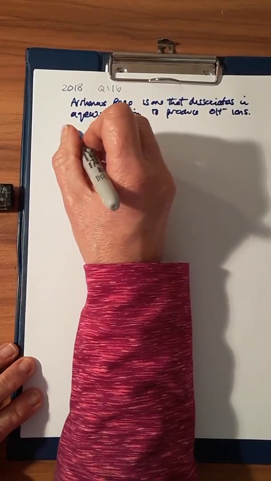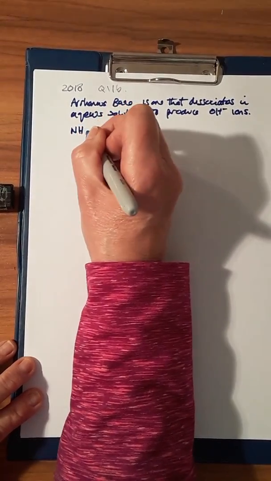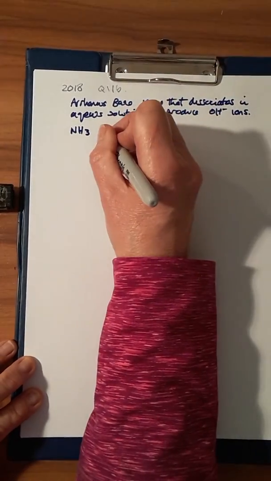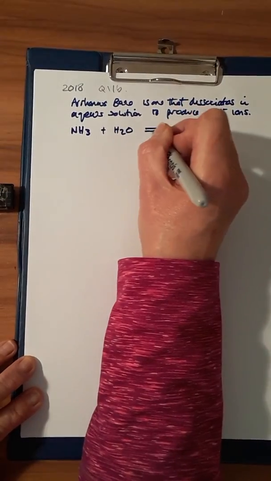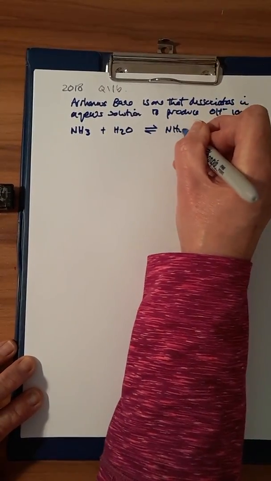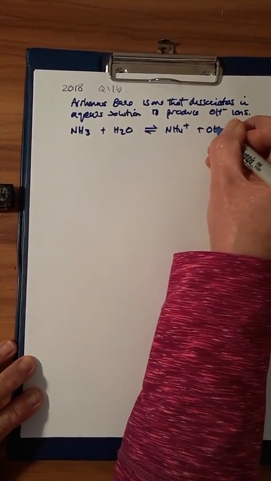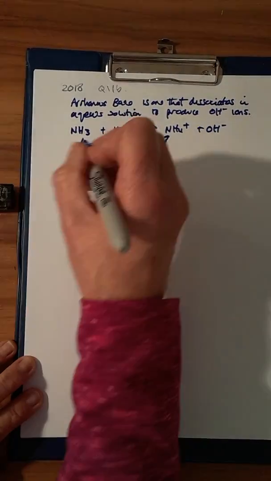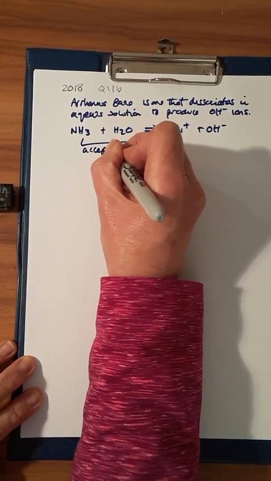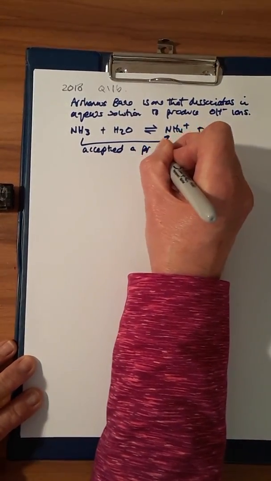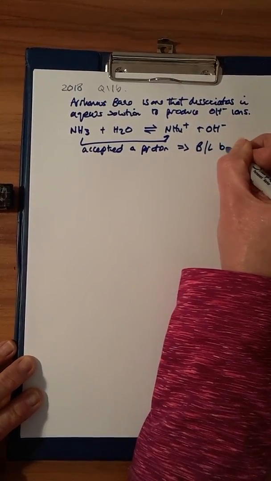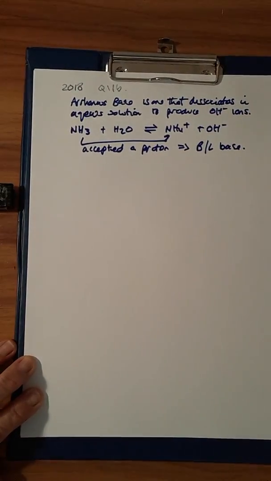The second part says, why is ammonia considered a Bronsted-Lowry base? So ammonia, if you put ammonia into a solution, what will happen to it? It will accept a proton and become NH4 plus, and you'll form OH minuses. So the NH3 has gone to NH4 plus, so it's accepted a proton, which means it has to be a Bronsted-Lowry base. That's why it's considered a base.